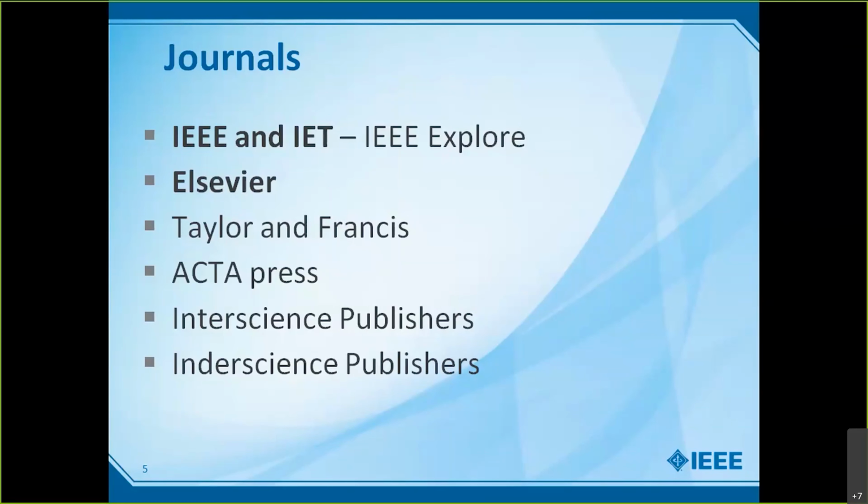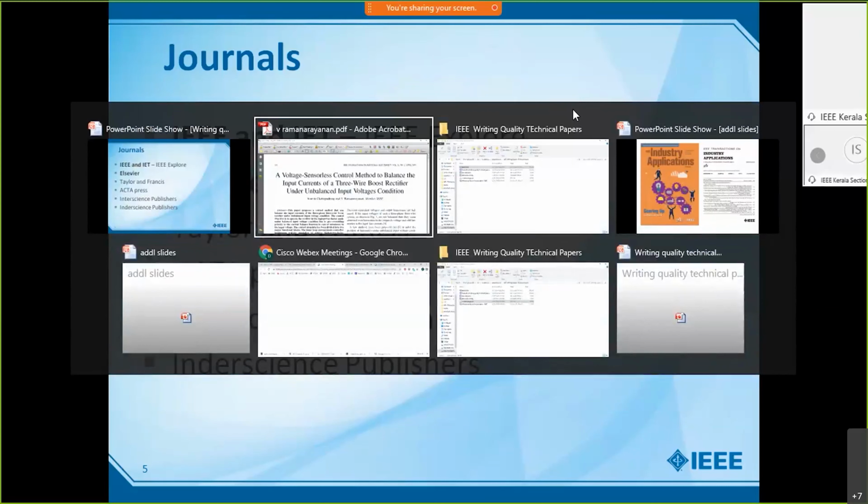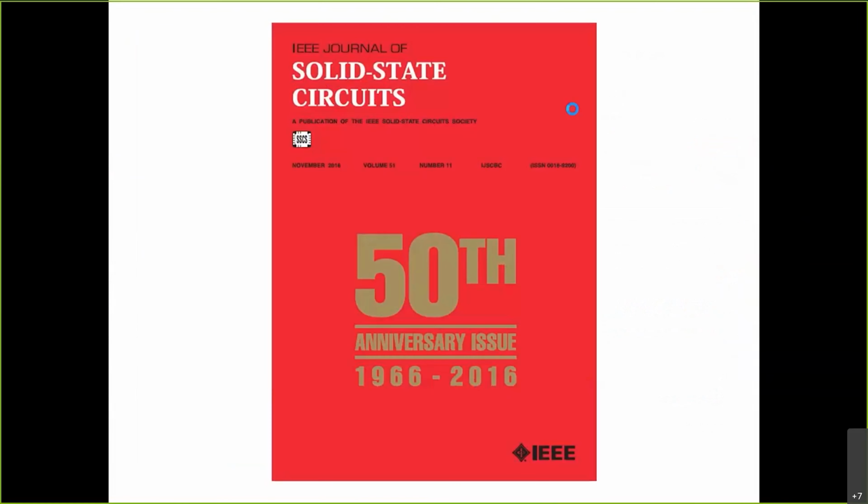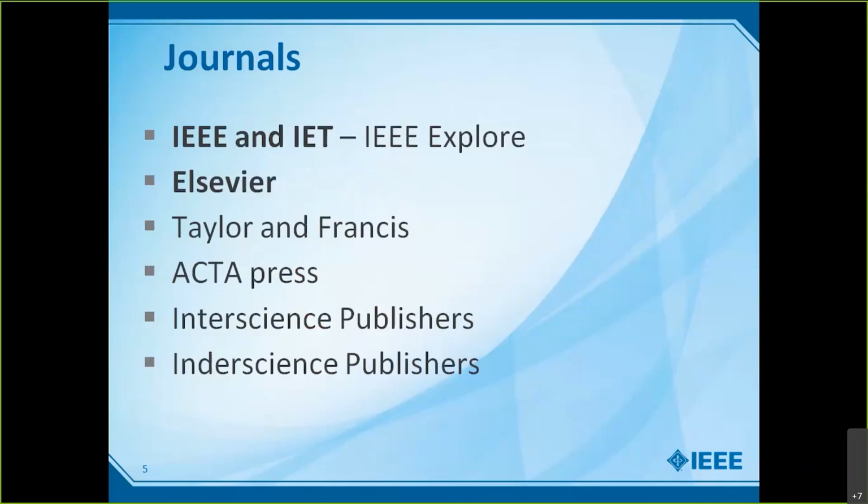So if I just try to show you here, see, this is the magazine, Industry Applications Magazine. That is the first type we said. And the second one is the prestigious transactions, IEEE Transactions on Industry Applications. And this is an example of a journal, again, which IEEE has, maybe by the Solid State Circuits Society, Journal of Solid-State Circuits. So IEEE transactions and journals are rated on the top.